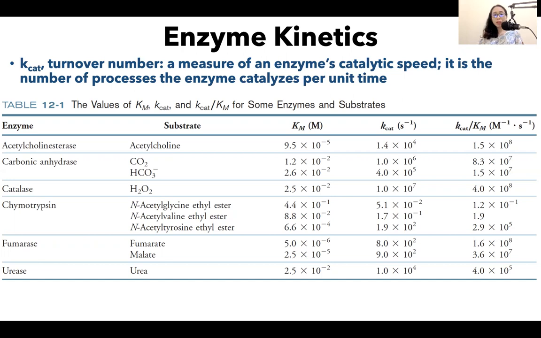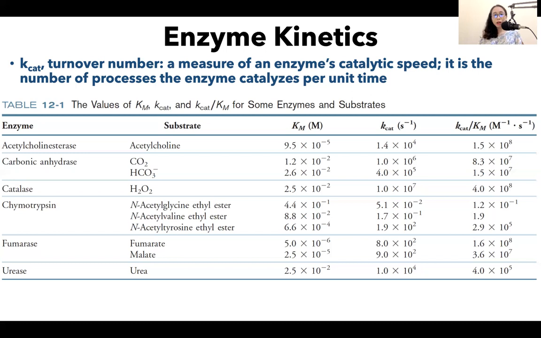The reason why it's called the turnover number is because it is the number of processes the enzyme catalyzes per unit time. Again, this depends on the mechanism followed by the enzyme. So we are focusing on the two-step mechanism postulated by Menten and Michaelis.